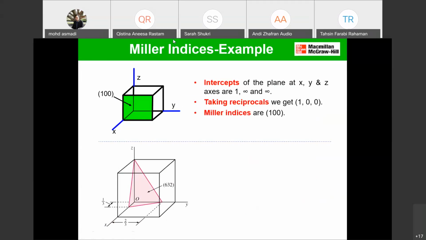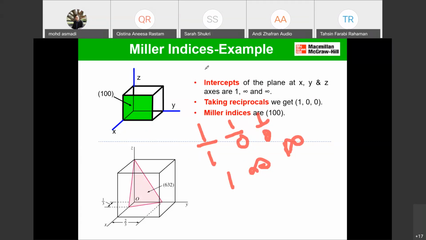If you want to get the intercept, you do back calculation or a back procedure. So this one, 100, just taking reciprocal, you can get 1 infinity infinity, because this is 1 divided by 1, 0 divided by... okay, 1 divided by 1, 1 divided by 0, 1 divided by 0. So 1 infinity infinity.